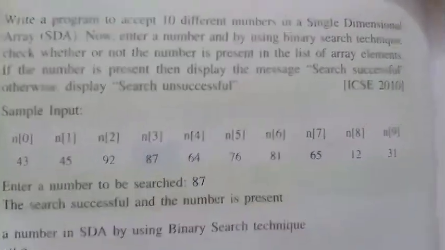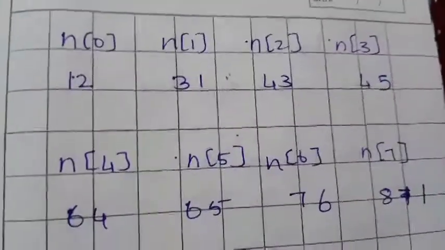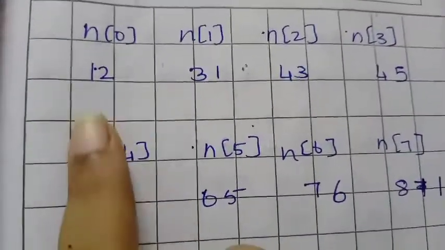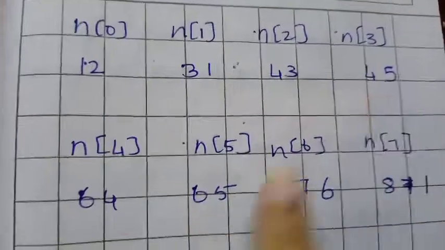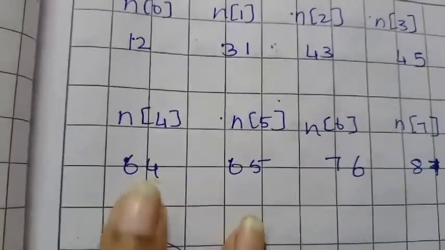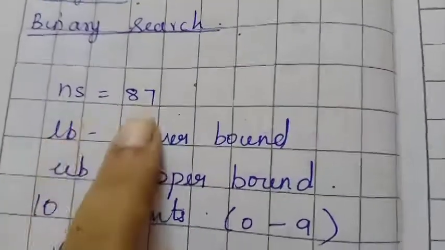actually this should be sorted. Here it is not given sorted. I have sorted it for you. In the sorted only binary search works, right? So I have sorted it for you, and n of 4 is 64. Okay, but our search number is 87.